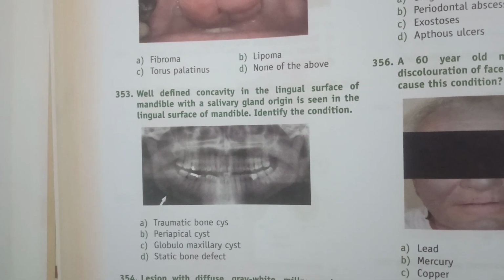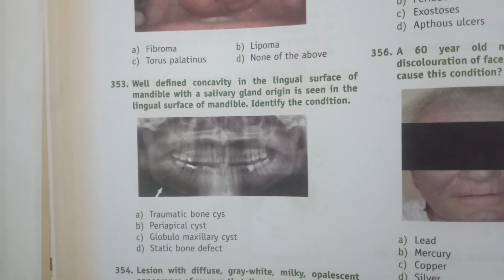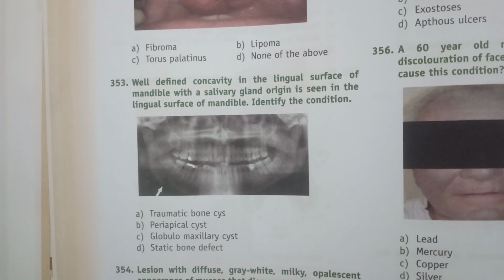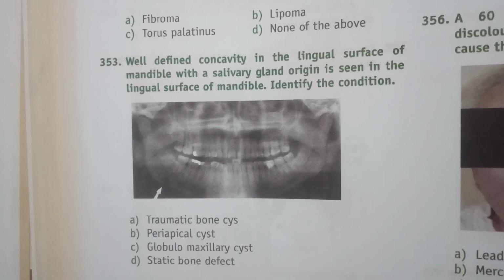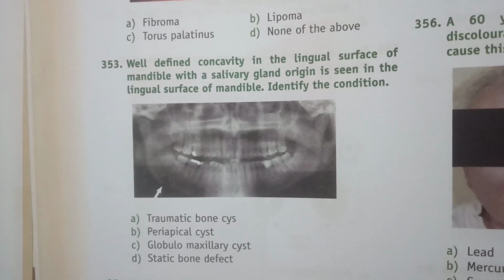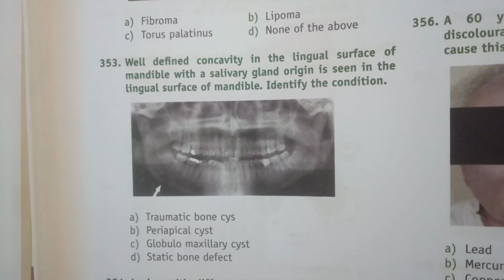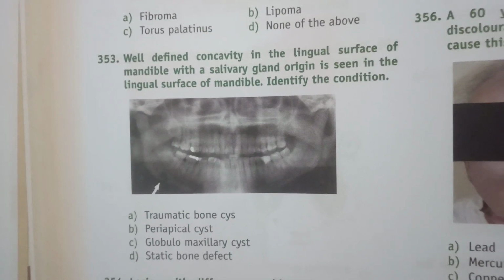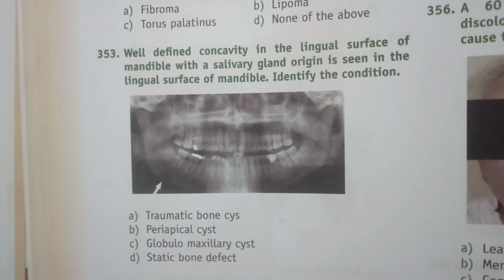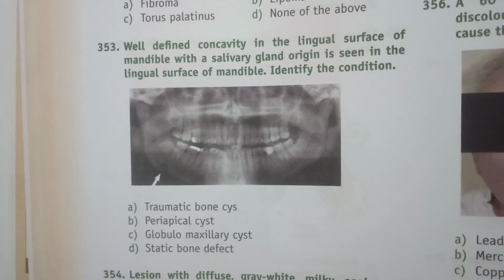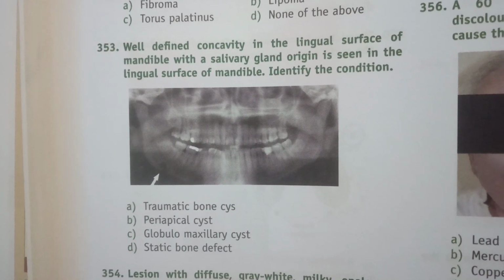Well-defined concavity in the lingual surface of the mandible, with salivary gland origin, is seen in the lingual surface of the mandible. Identify the condition. Though the picture is not clear, there is a key term: it originated from the salivary gland, and the location is below the mandibular canal. You can see the arrow at the left of the mandible. Now the options: traumatic bone cyst, periapical cyst, globulomaxillary cyst, static bone defect.